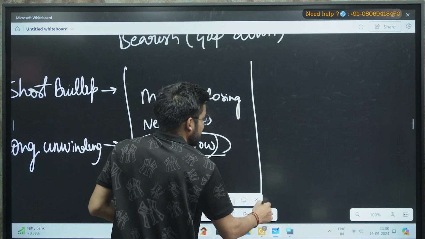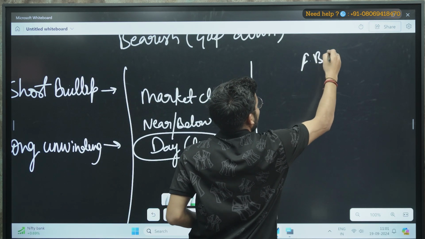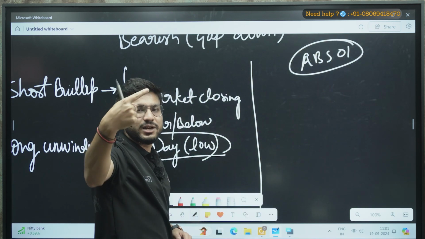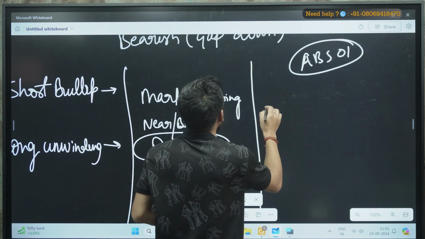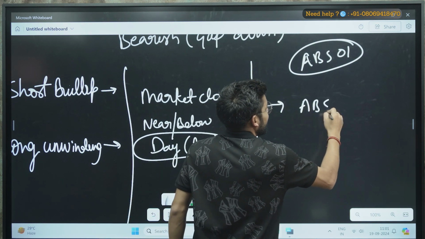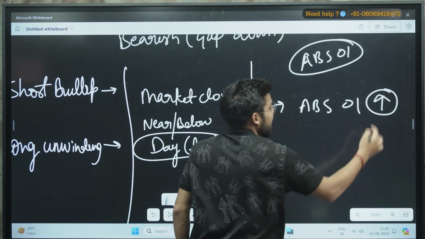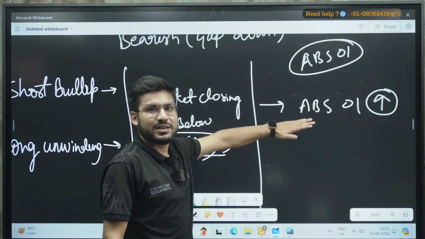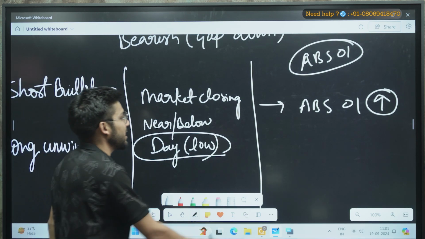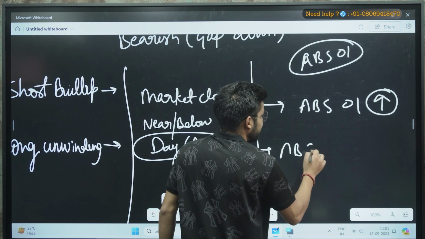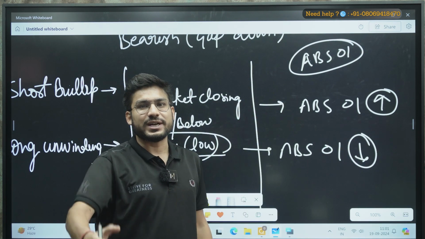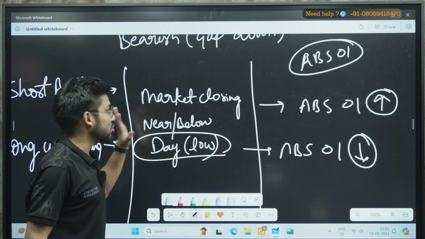Then the third condition that we were talking about, the absolute OI, the change between the opening and the closing of the day, right? So in the short build up, I want the absolute OI to be increasing. It means the closing contracts are higher than the opening contracts, right? And in the second condition, long unwinding, I want my absolute OI to be decreasing. It means the closing contracts are lower than the opening contracts, right? So I hope this all will be clear.